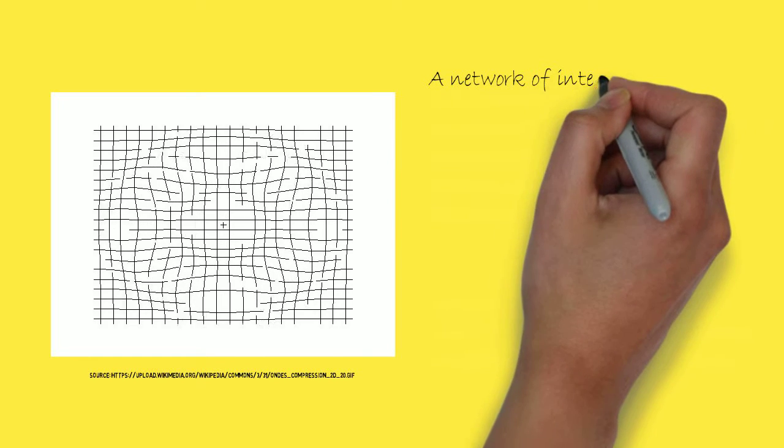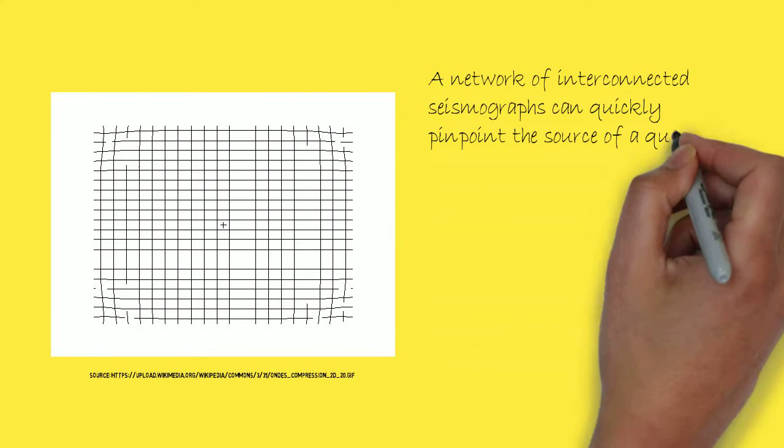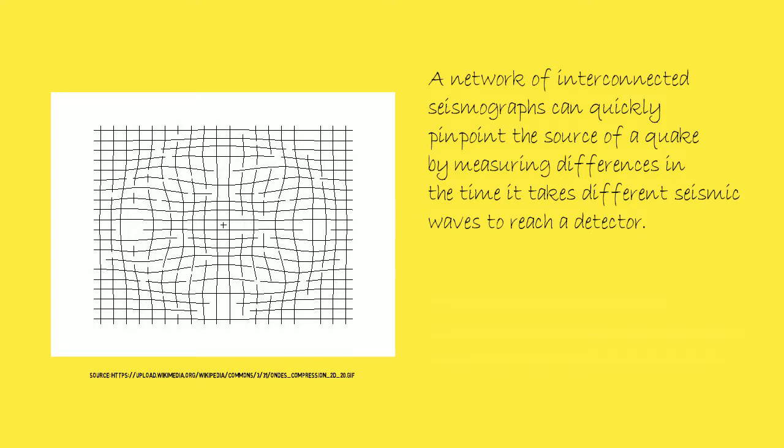Different types of seismic waves travel at different speeds and through different parts of the earth during a quake. The farther seismic waves get from their source, the weaker they become. A network of interconnected seismographs can quickly pinpoint the source of a quake by measuring differences in the time it takes different seismic waves to reach a detector.